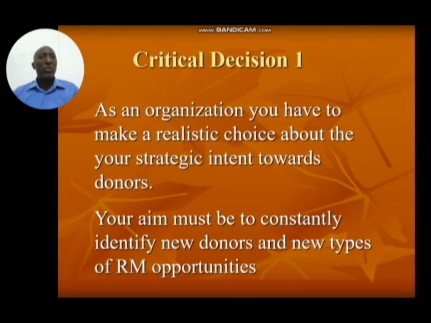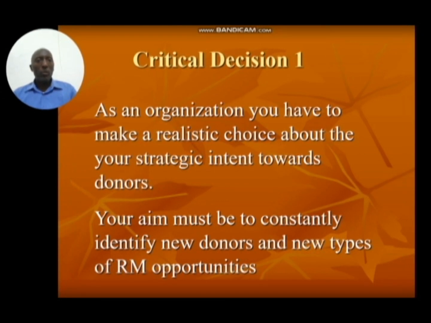At this time, you need to make critical decisions about donor management. As an organization, you have to make a realistic choice about your strategic intent towards donors, the reasons why you need donors, and the reasons you need to mobilize funds or resources. You need to be realistic about your goals as an organization and how to handle them. That's the most important thing.